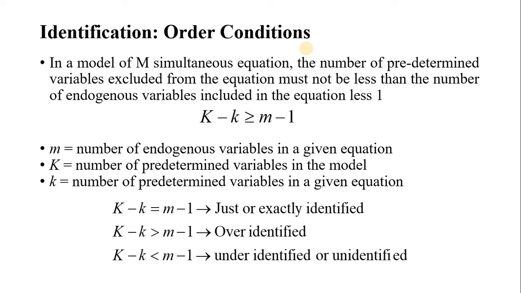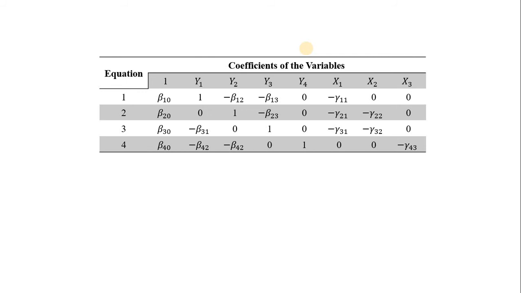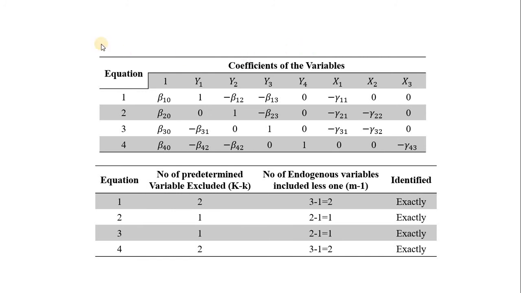Now you look at our table. The same table is repeating here. Look at these equations. We are going to check whether the first equation is identified or not. Look at the number of predetermined variables excluded. That is what is called K minus k. Predetermined variables are basically exogenous plus lagged endogenous plus lagged exogenous.